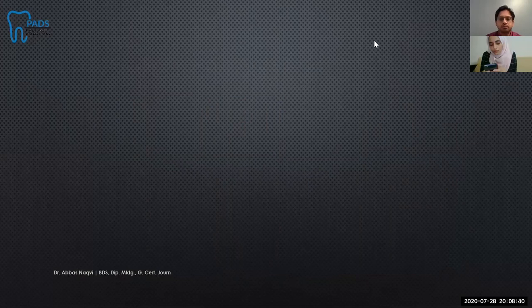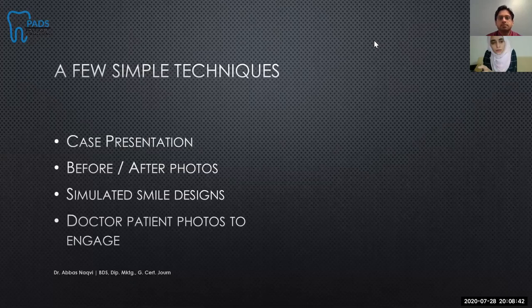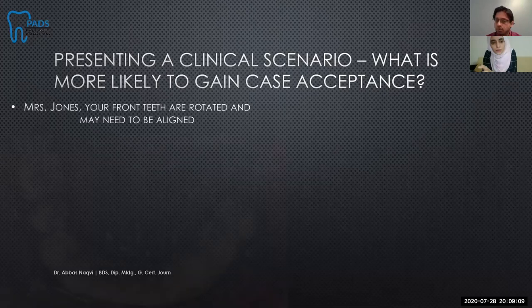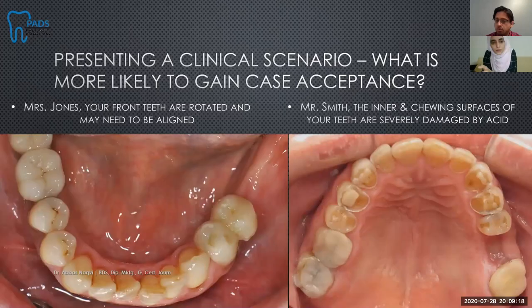Okay. When presenting a clinical scenario, what is more likely to gain acceptance? Mrs. Jones, your front teeth are rotated and may need to be aligned. You just say this and stop here, as opposed to complementing your statement with a follow-up. Mr. Smith, the inner and chewing surfaces of your teeth are severely damaged by acid. Say that and stop there, or add a photo. Obviously, when you show the image to the patient, they're more likely to accept your treatment.